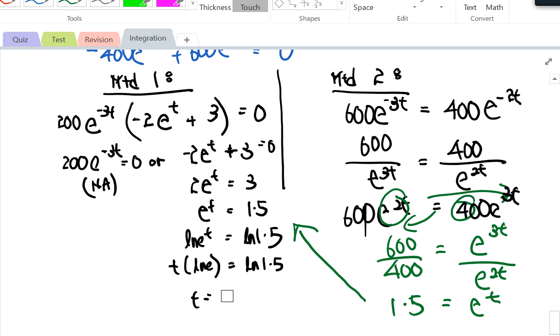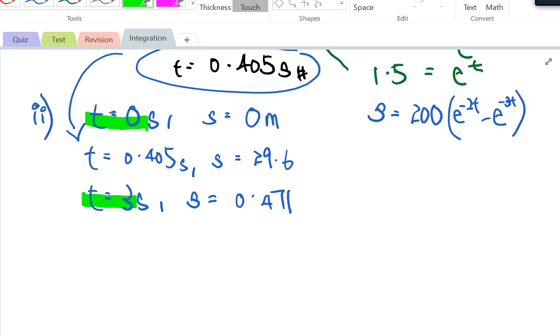Apology, there was a calculation error. All right, the timing is supposed to be 0.405 seconds. Remember, nothing mentioned, estimate your answer to 3 SF. We cannot just include t equals 0 and t equals 3. We must also include t is equal to 0.405.